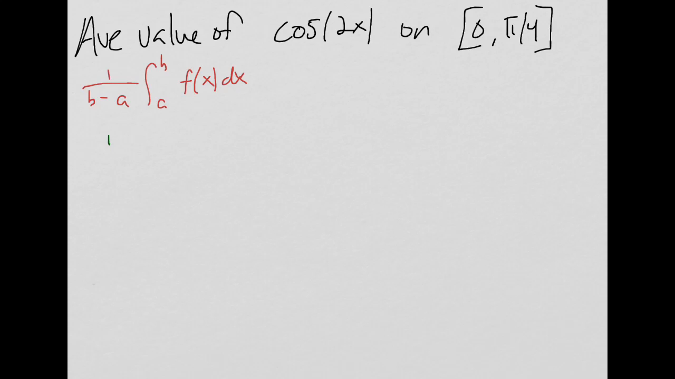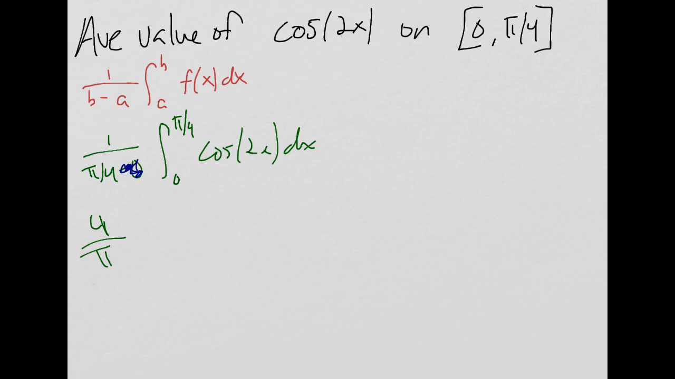So I'm going to write 1 over pi over 4 minus 0 times the integral from 0 to pi over 4 of cosine 2x dx. So the first thing that I do is take care of this fraction here. I know that the minus 0 is going to go away, and how do I divide by a fraction? Well, I multiply by the reciprocal, so instead of 1 over pi over 4, I'm going to have 4 over pi.